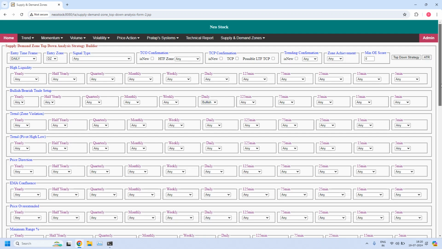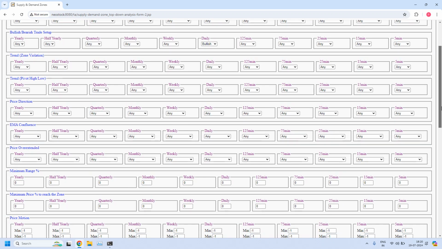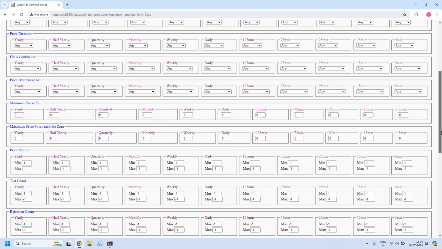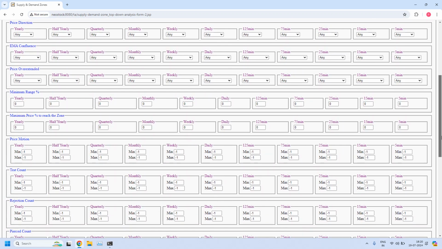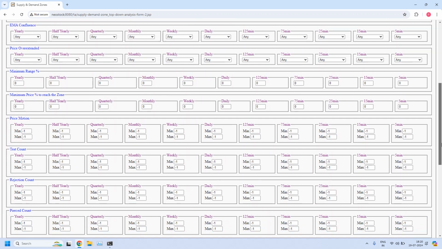So 3 filters we are going to set. First filter, we don't want pierced zones. For that we need to set a pierced count as 0 on the daily time frame. So this is the pierced count. Daily time frame, you need to set the value 0, that is minimum value 0, maximum value 0 indicates pierced count is 0.